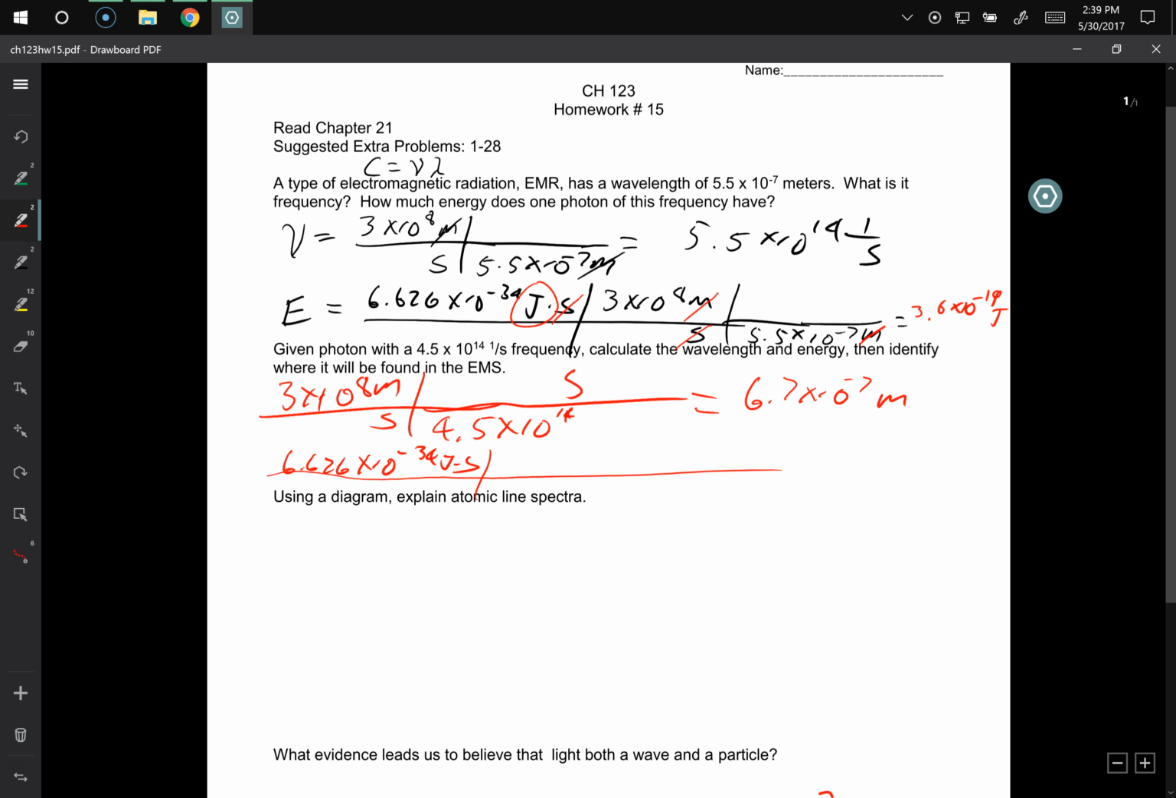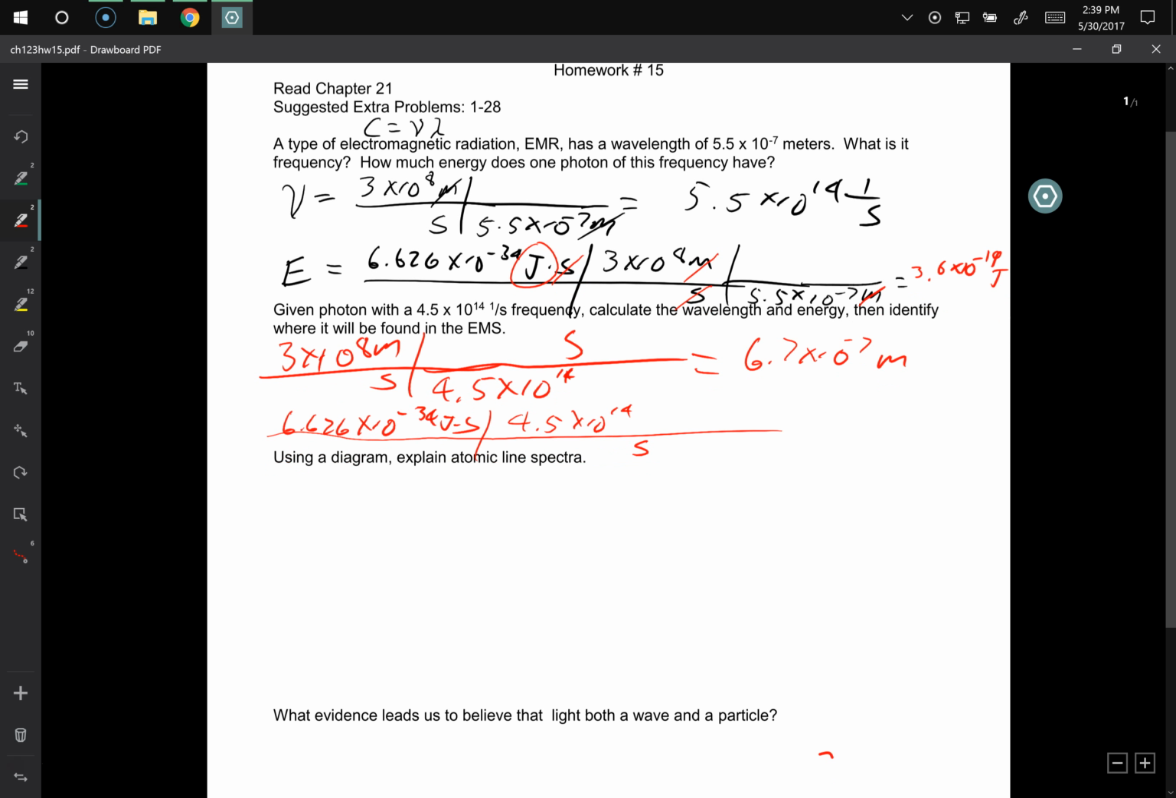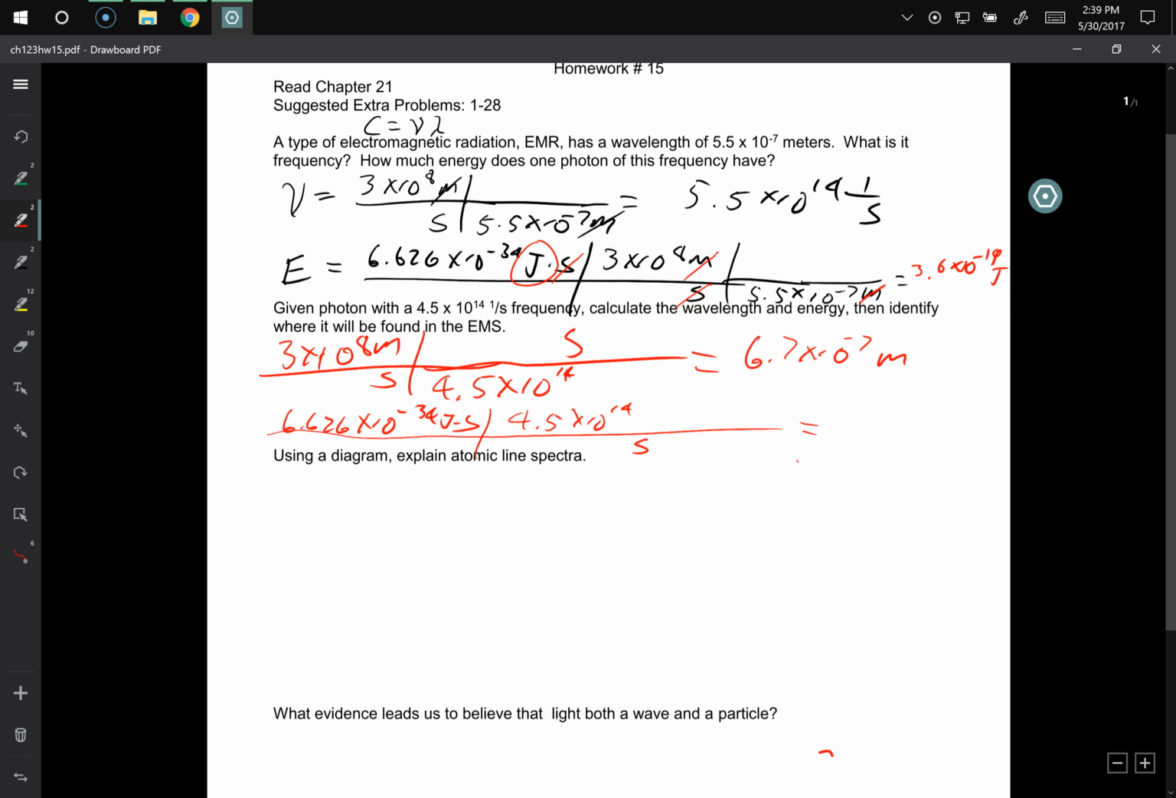And if I put 4.5 times 10 to the 14th 1 over seconds here, then my seconds units will cancel out. So 6.626 E negative 34 times 4.5 E14. I get 3.0 times 10 to the negative 19th joules.